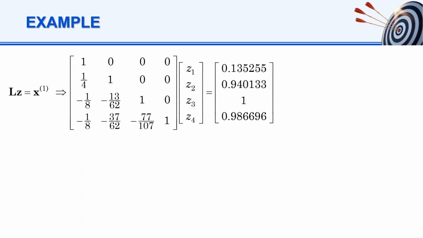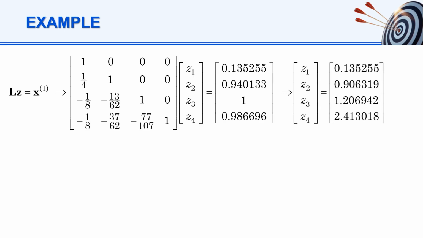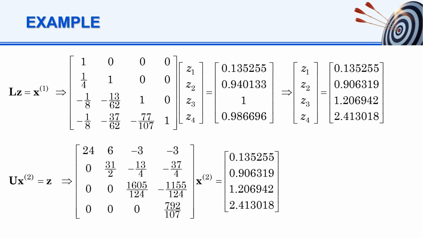We begin the second step with the current eigenvector estimate x1 and solve the lower triangular system Lz equals x1 using the forward substitution algorithm, which gives the following. Then we solve the upper triangular system U x2 equals z using the back substitution algorithm, which yields the following.